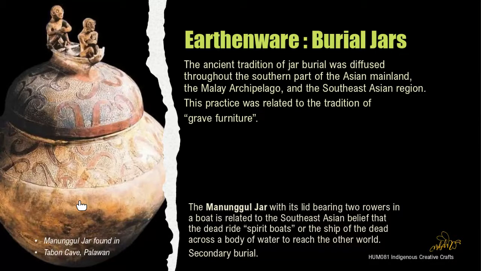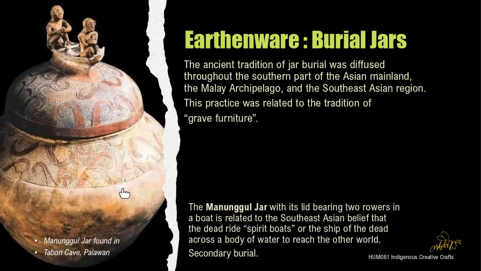So you will notice that in some parts of the world they would have the body on the raft and then it will be on the river, or maybe the ash would be scattered on the river, because the rivers or the bodies of water are usually seen as the pathway towards the other world. And the burial jar, this one, the Manunggul, is considered as a secondary burial.